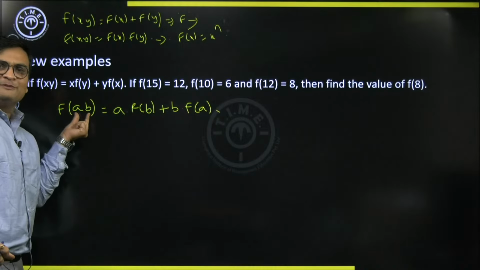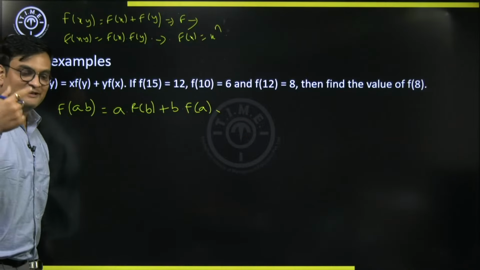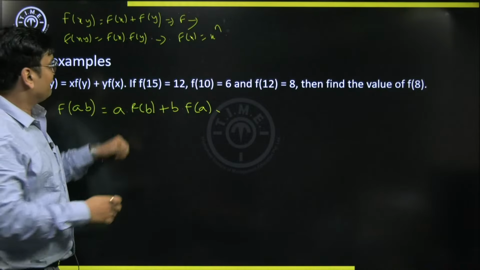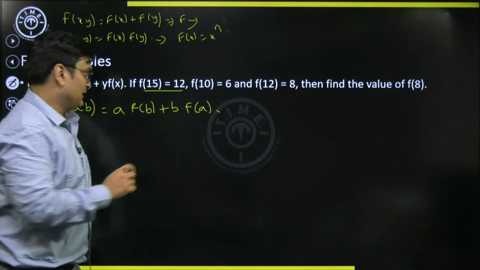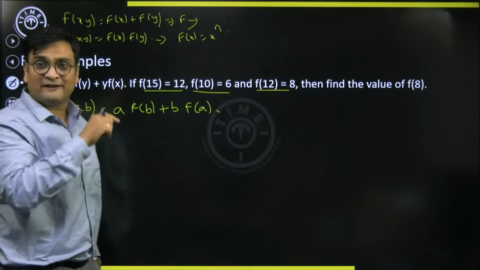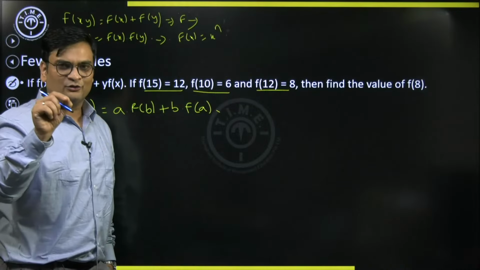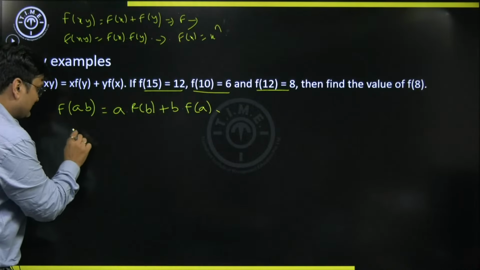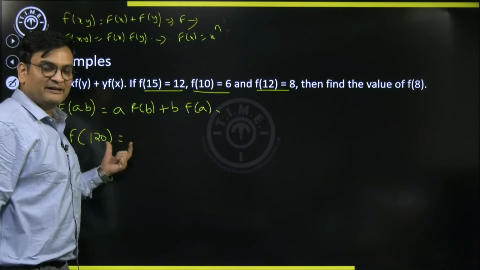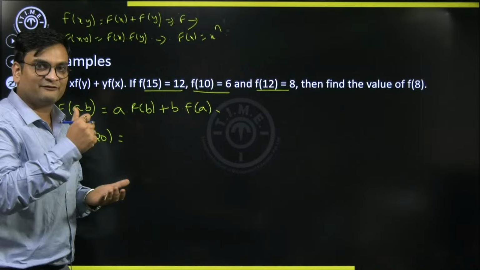Now this a into b product can be written in more than one way, right? For example, please note here, what are the values given to us? F of 15 is given, f of 10 is given, f of 12 is also given. What is he asking us to find out? F of 8. Now, can we note one small point here? If I ask you what will be f of 120, I'll tell you in a minute why I focused on 120. What is f of 120?